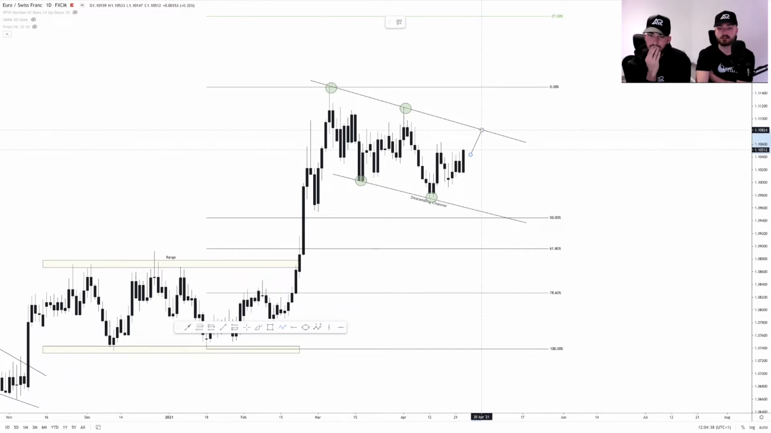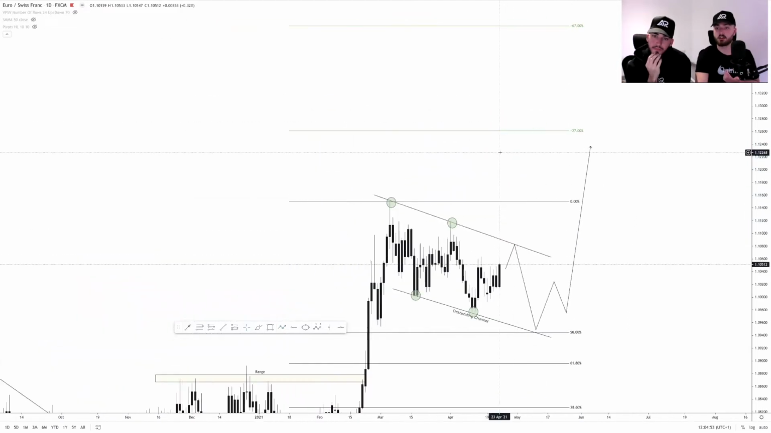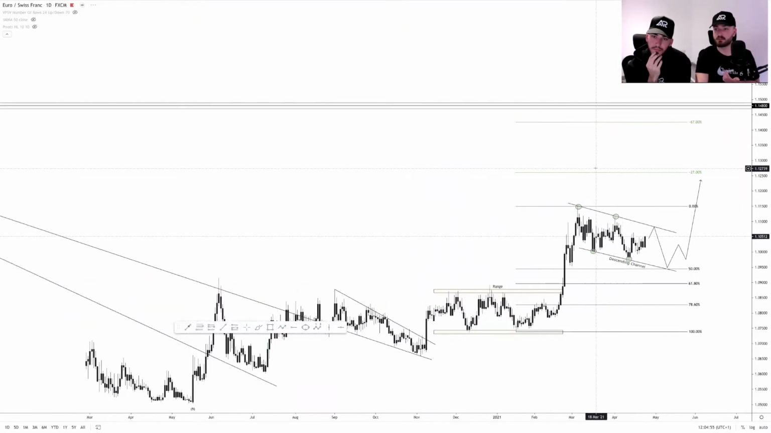So we're going to get a third touch here, and then we're going to come back down and tap into this 50% region and get that third touch of this descending channel lower trend line. From there, we can then see a push, pullback, and then continuation to the upside, targeting obviously higher levels of, if I drop back on the higher time frame, it would be the 1.48.